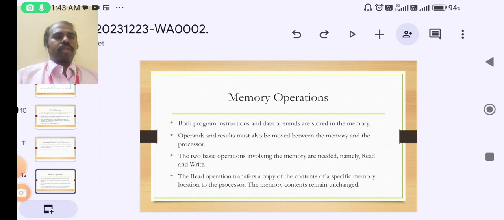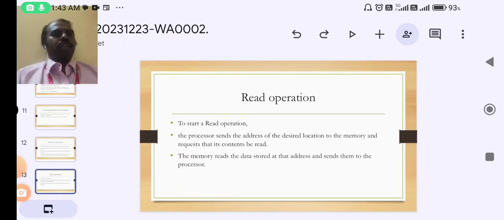Memory operations. Both programming instructions and data operands are stored in the memory. Operands and results must also be moved between the memory and the processor. There are two basic operations involved in memory: read and write.